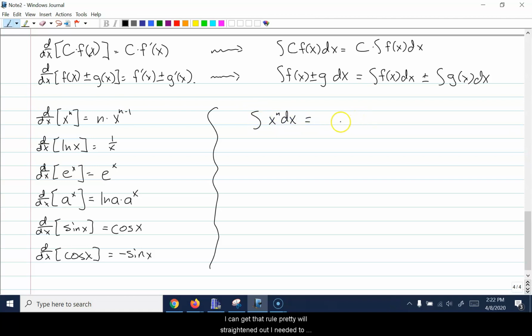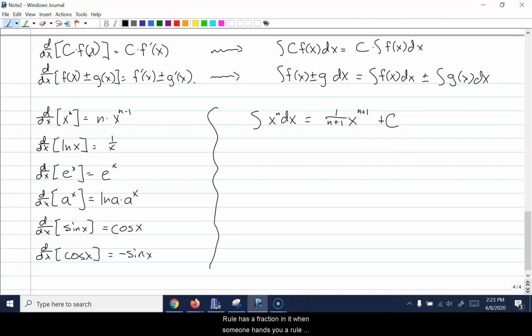I can get that rule pretty well straightened out. I needed to add 1 to the exponent, and then to cancel what's going to happen when I take the derivative, I need to divide not by the old number, but by the new big number. Think about the derivative of this. The n plus 1 is going to come down. It'll cancel with that. I'll be left with n. That's what I wanted. I wanted x to the n. The integral of x to the n is 1 over n plus 1, x to the n plus 1, plus c.